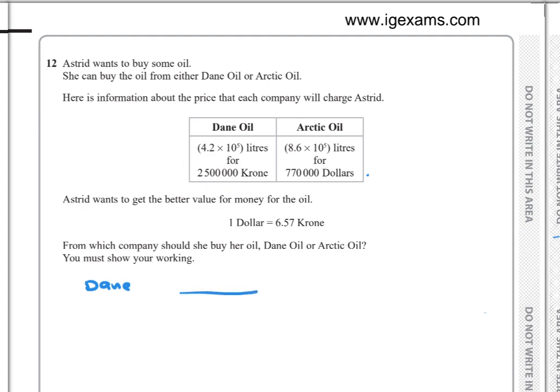So 2,500,000 divided by 4.2 times 10 to the power 5 equals 5.95 kron per liter. We can do the same for Arctic.